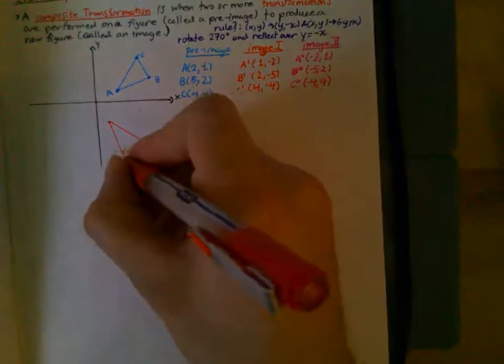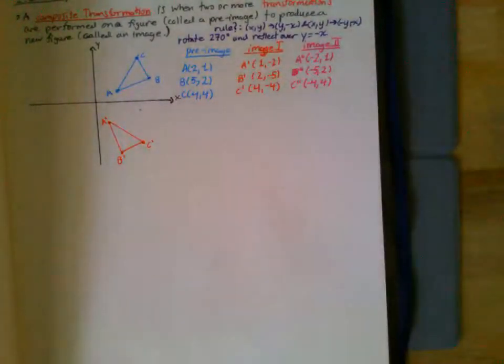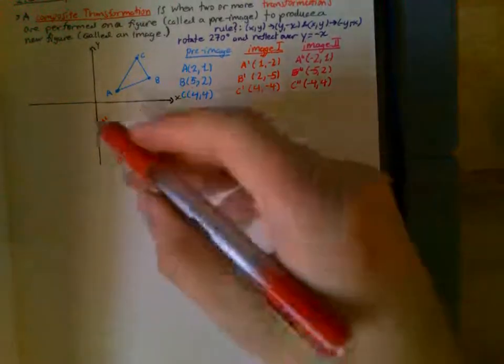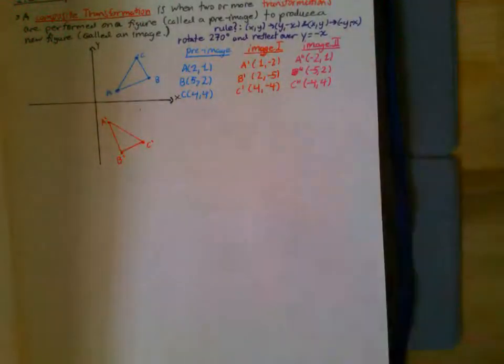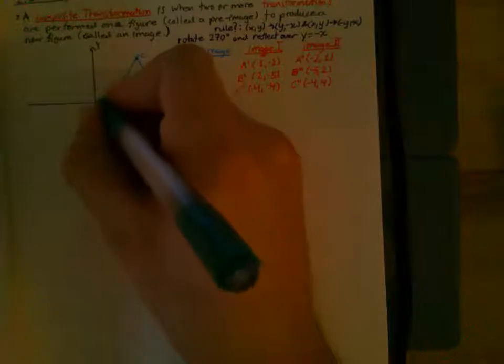Okay, there's B prime, A prime, and C prime. So far, so good, right? We have a right angle that forms, which means that we did rotate successfully 270 degrees the other way. Again, if I need to show that, I can. So we've got our right angle that forms right here.